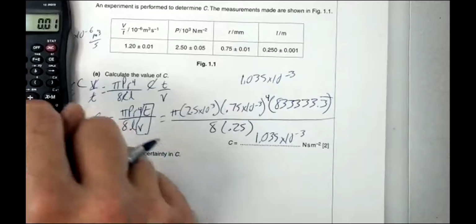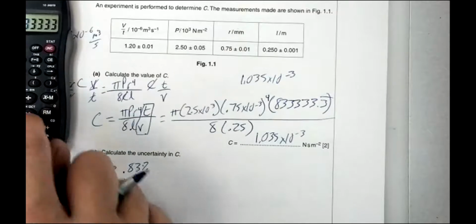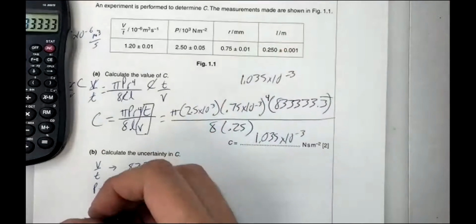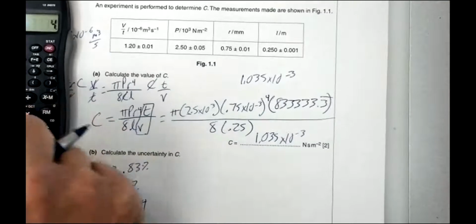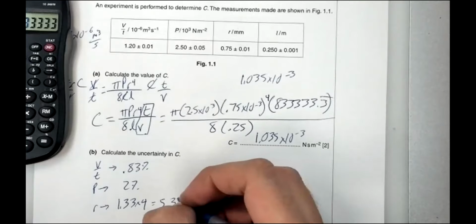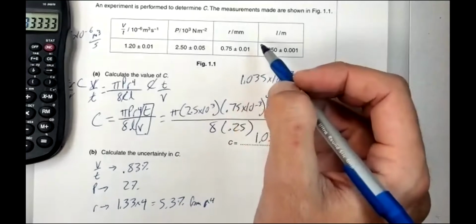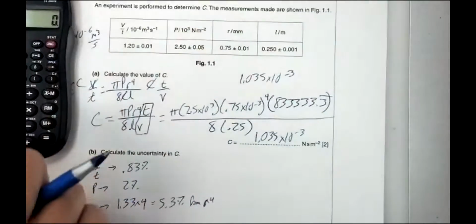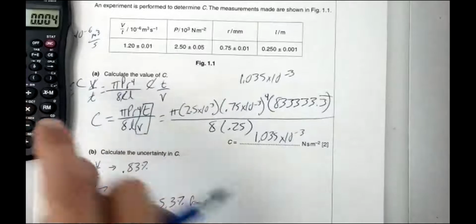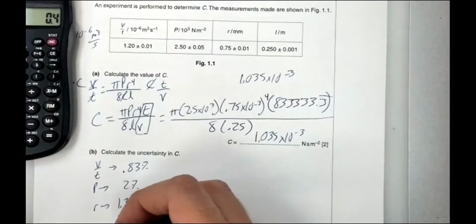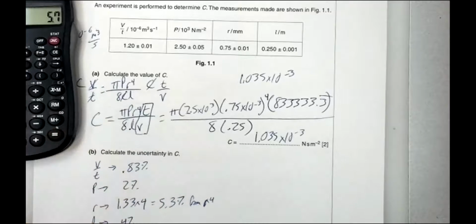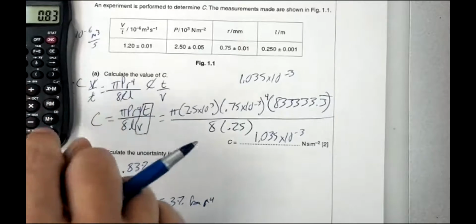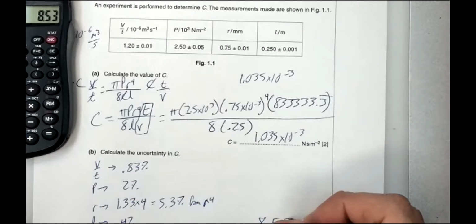R is 0.01 millimeters divided by 0.75 millimeters times 100, and so there's 1.3%. We're going to multiply that by 4, because R has this percent uncertainty, so R to the 4th has 4 times that. So there's really 5.3% uncertainty from R to the 4th. And then L is 0.001 over 0.25 times 100, so that's just 0.4% from L. We add all that up: 0.4 plus 5.3 plus 2 plus 0.83. You should get around 8.5% uncertainty.